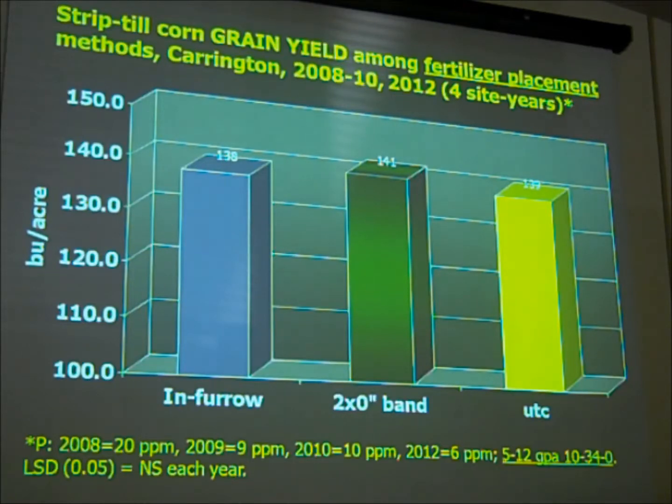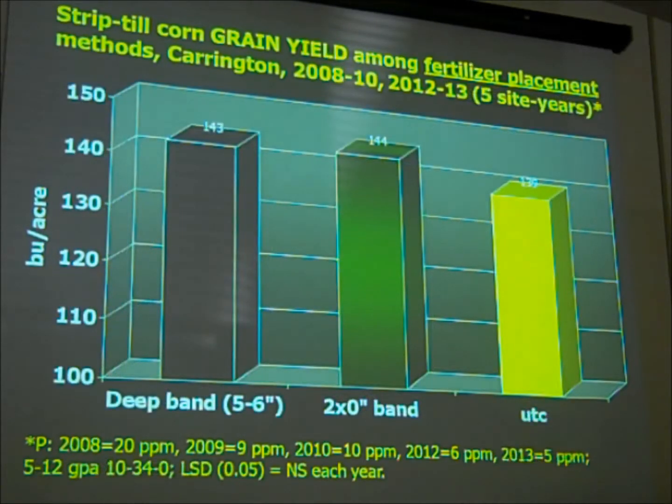The main thing I want to emphasize is a banded application is what we recommend, and we do see responses. Well, how about the deep band side-by-side comparison with the 2x0 band? Well, this is 5 site years of data, and a very slight advantage if we look at the averages. Statistically, no difference each year. In fact, we've had a really difficult time seeing true yield responses with the various treatments that we've used. I'm not sure what to do different, but that's what was happening.